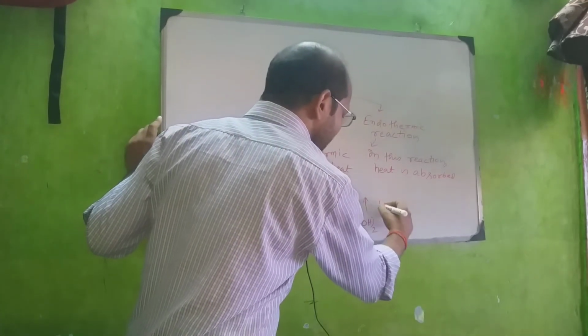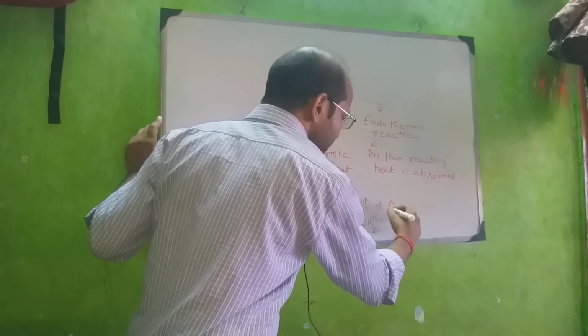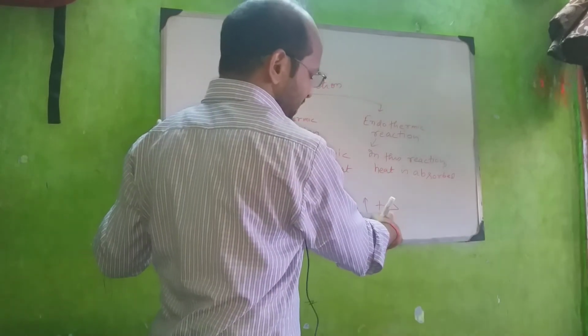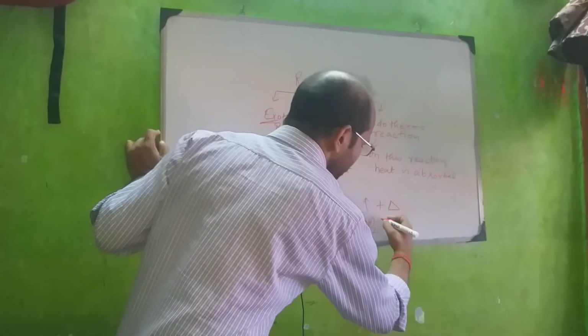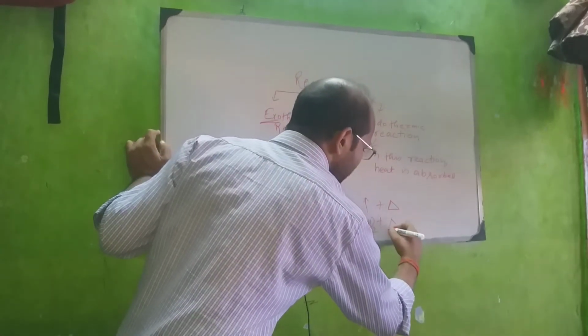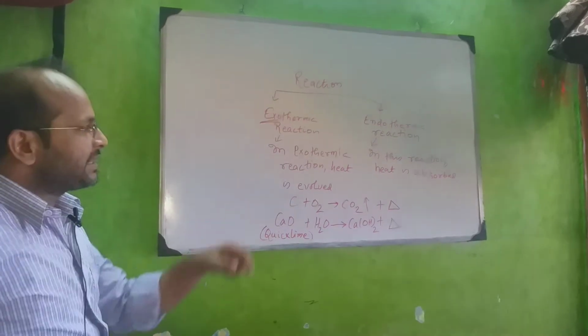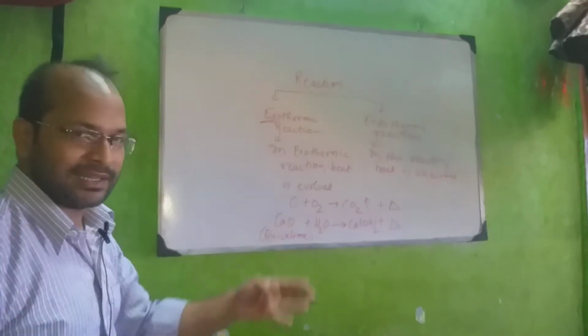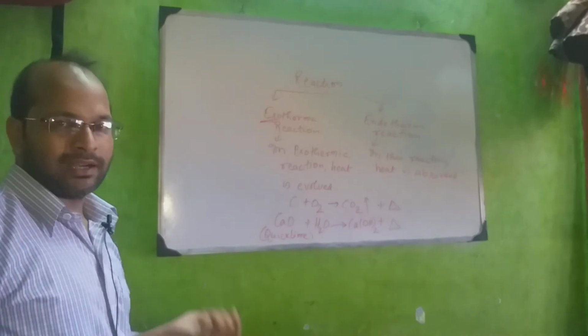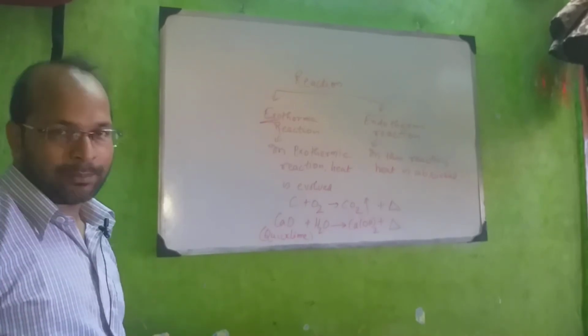In this reaction I forgot to give this. Heat will be evolved. Heat is denoted by this sign called delta sign. And calcium oxide, quicklime, plus water will form calcium hydroxide. Apart from that, heat will be released. So this is an example of exothermic reaction. You can learn any of them and write in the exam to get marks. Everyone will be happy at your home.